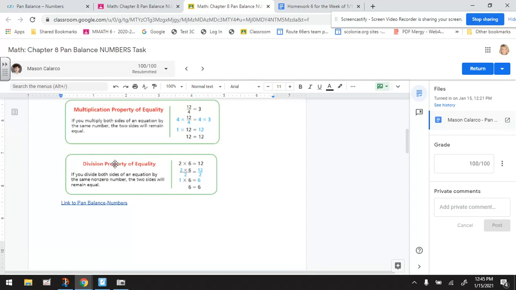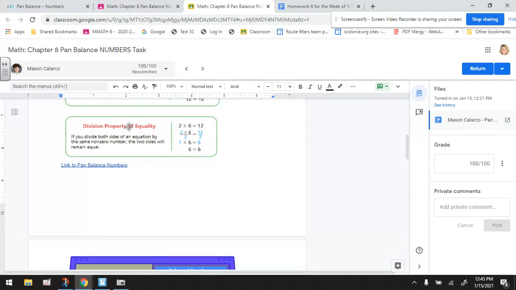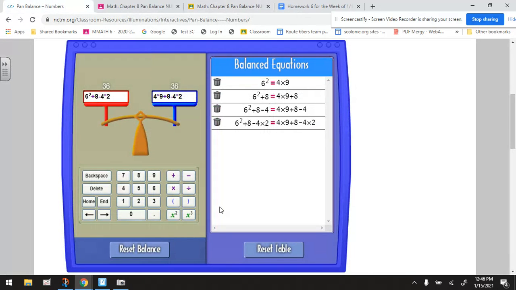The last one we have to do is division. Division property of equality. That states that if you divide both sides of an equation by the same non-zero number, the 2 sides will remain equal. So how about we divide both sides by 12? So let's go to the red pan. I'm going to divide that by 12, which means on this side, I have to divide this by 12.